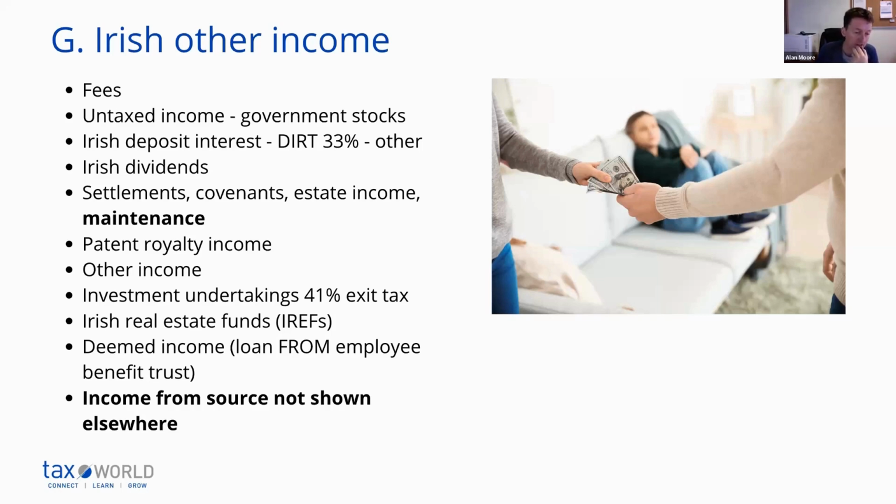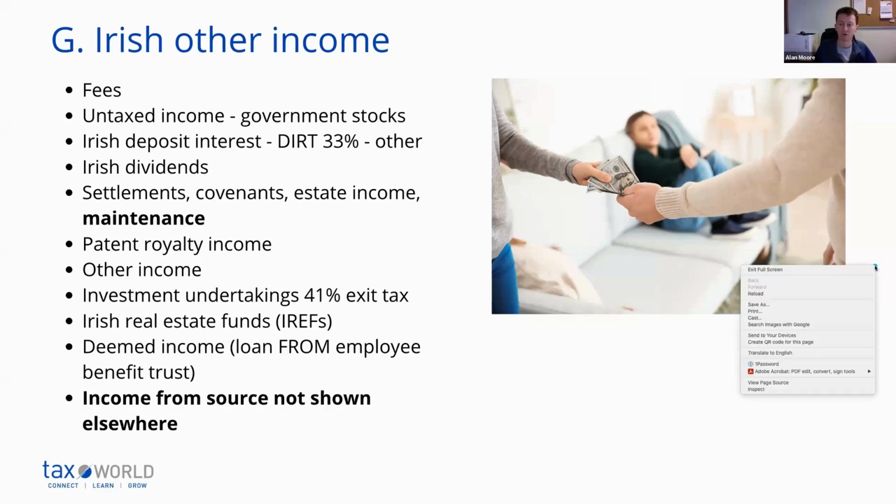And just in the context of, say, offshore funds and Section 806 and things as well, it's worth noting that income that is taxed under Case 4 typically does not benefit from the remittance basis. Income under Schedule D Case 3 does. So there's a distinction there. In the context of offshore funds in particular, that was a change made by Revenue, I think in Finance Act 2007. So that's the Irish other income, not a whole heap there, relatively straightforward.